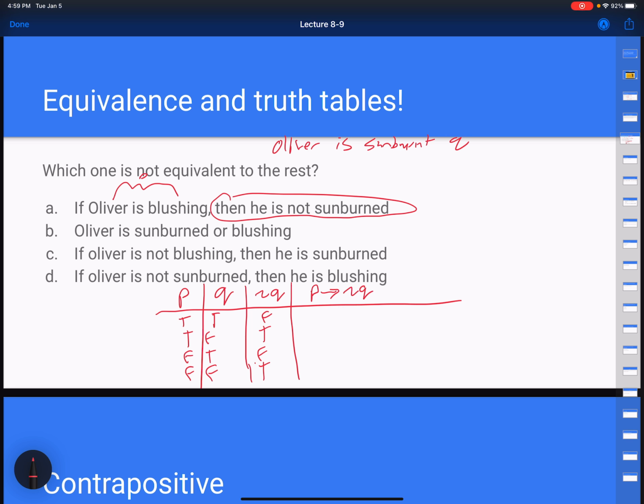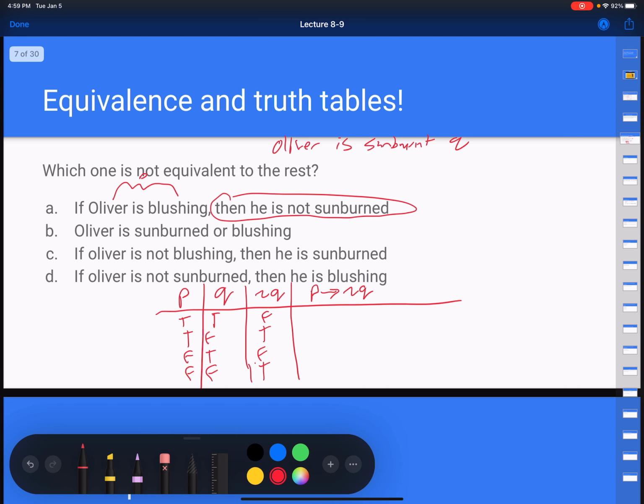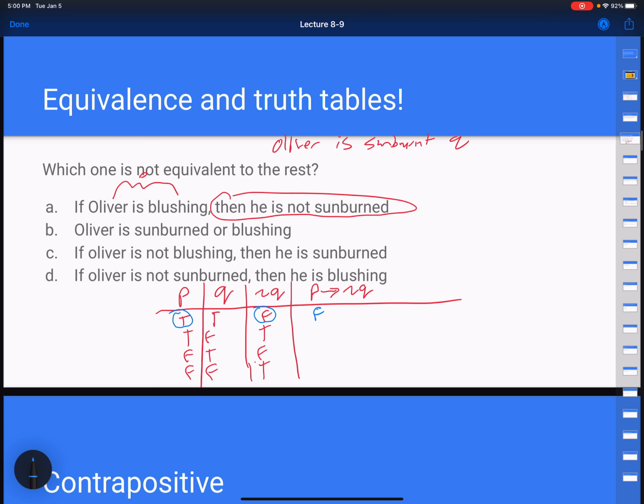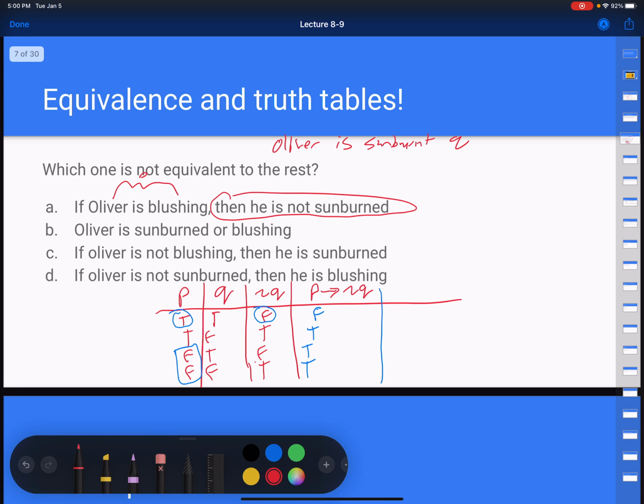So let's remember what this means. This is only false if we have P is true, if we have P is happening, but Q does not end up happening. That's the only time this is false. So when we have a true, false. When we have a true, true, it's true. When we have a false, false, anytime a conditional starts with a false, we immediately assume truth. So we have A done.